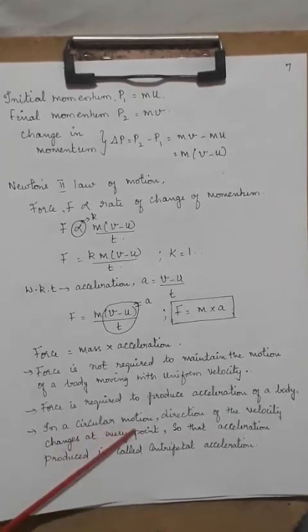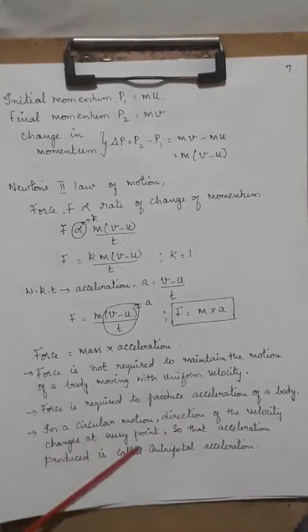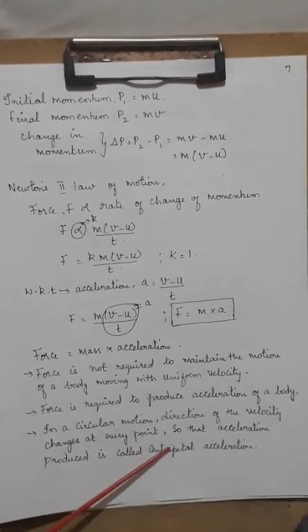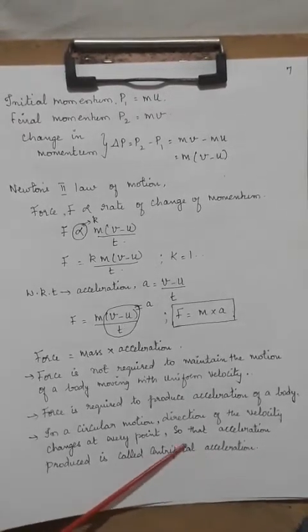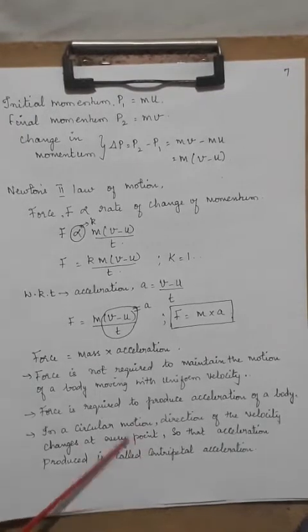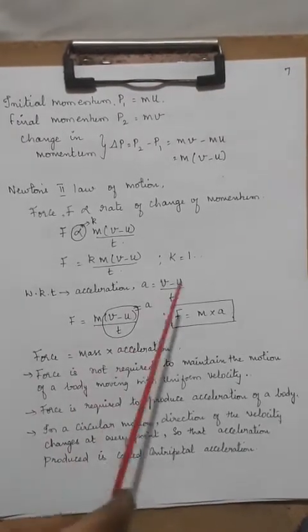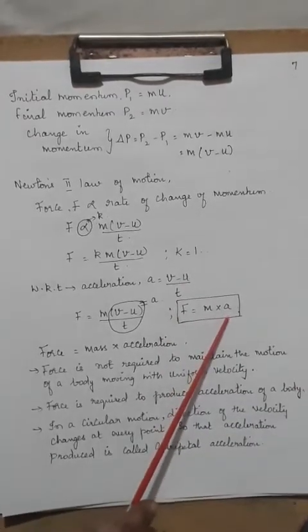This point you would have studied in your 9th standard. In a circular motion, the direction of the velocity changes at every point. So what happens there is centripetal acceleration is produced. That you have studied in your 9th standard, and Newton's second law gave us an expression where F is equal to m into a.